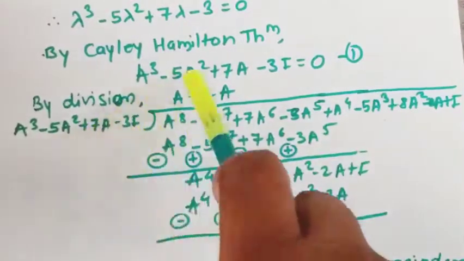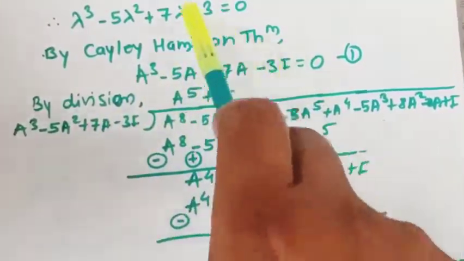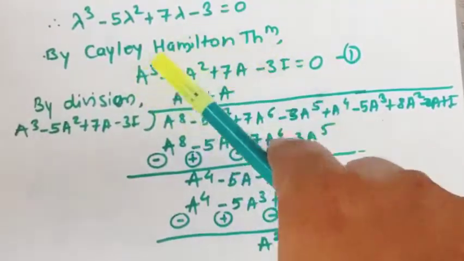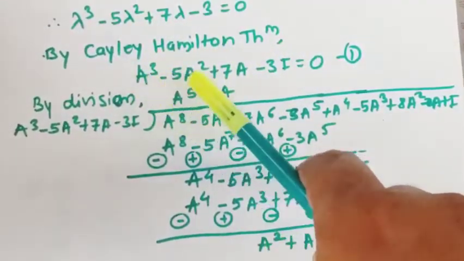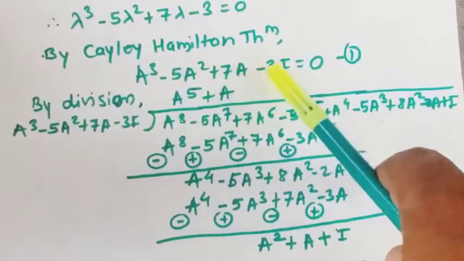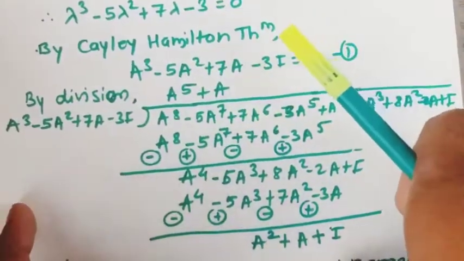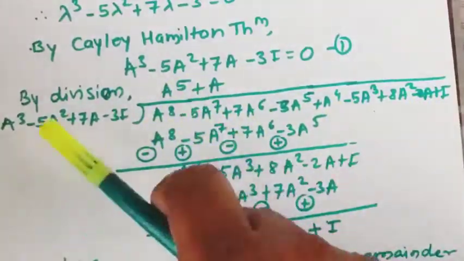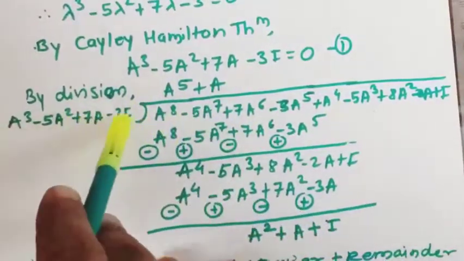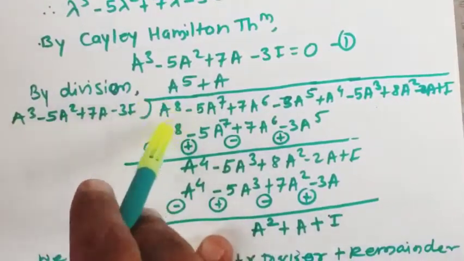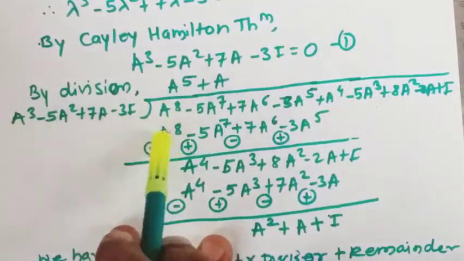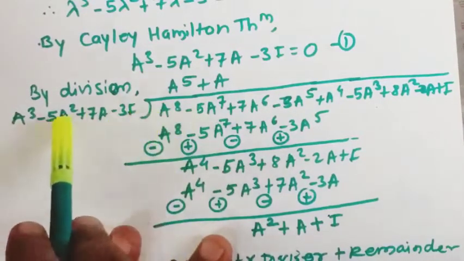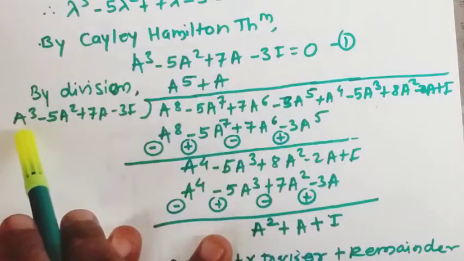I am going to divide this by this characteristic polynomial after putting the value of lambda as A. So by this equation, that is A cube minus 5A square plus 7A minus 3I, I am going to divide the big expression by this particular polynomial. For that, you must know how to do the division of two polynomials. Here we are having A raised to 8, so the power of A is 8. Here the power of A is 3.